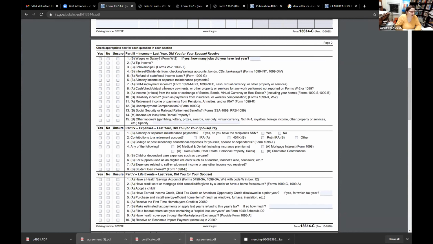Cash, check, virtual currency payments or other property or services for work performed not on a W-2 or 1099. I'm not sure if I have encountered virtual currency in VITA. Does anybody else? Allison's shaking her head no. John's saying no. So we really have not seen that. So don't expect it. Plus, that's out of scope anyway.